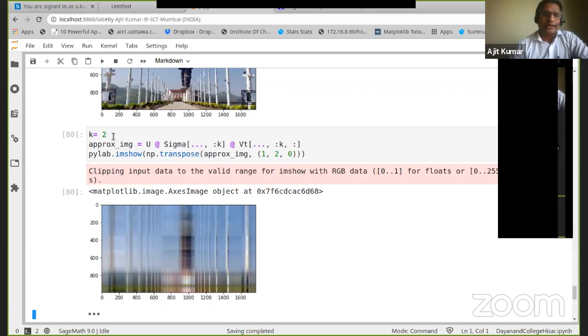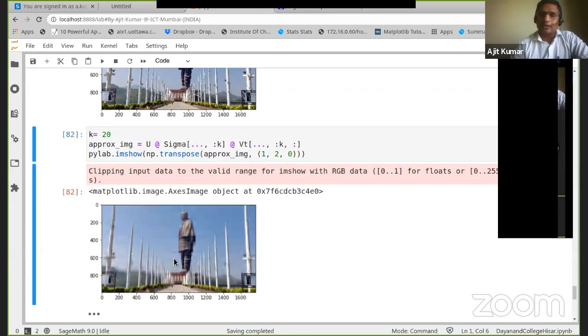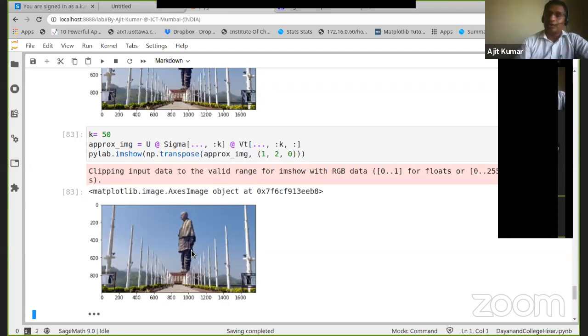But if I take 10 terms, you can now see this image is becoming much better. And in terms of size, it is quite significantly different, right? If I take, let us say 20, now it is becoming almost clear. And let us say if I take 50 and then try to plot, this is almost very close to the original one. But the size it requires for 50 singular values is much smaller than the original size. Okay, so this is a very nice application of singular value decomposition to image compression. And very easily you can do it in Sage, you can do it in Python, etc.